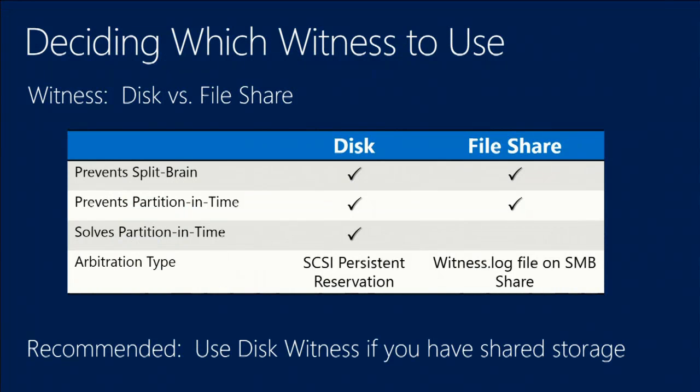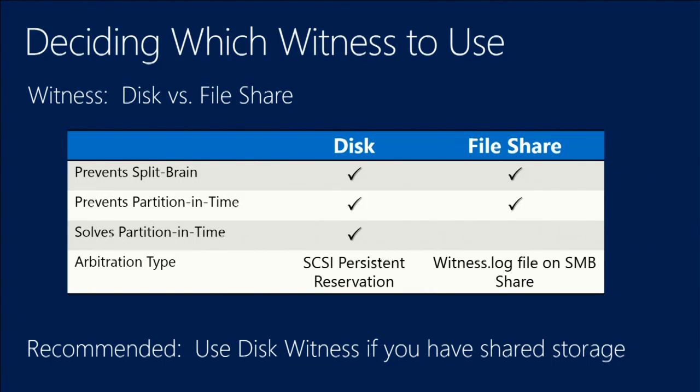So in terms of preventing split brain or providing an arbitration point, both disk witness and file share witness are perfect. In terms of preventing partition in time, both types of witness work just fine. But in terms of recovering from partition in time, disk witness helps simply because it has the copy of the cluster DB. And the arbitration type is slightly different, where we use SCSI-3 persistent reservations for disk witness.